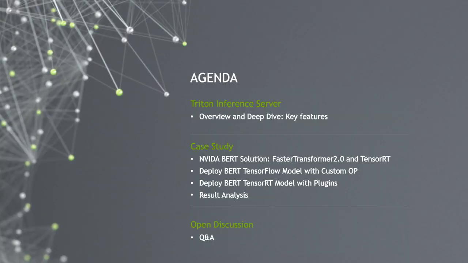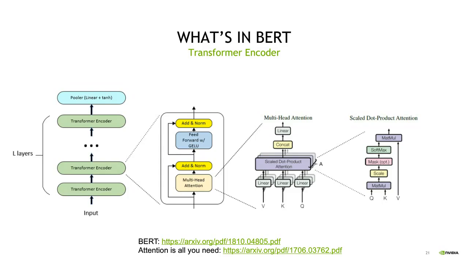So based on the very basic features and important features of Triton Inference Server, we've also discussed how to improve the utilization and the GPU efficiency of the deployment. Next, we will go into the second section, and we will talk about NVIDIA's BERT solution and how to deploy it with Triton Inference Server. So what's in BERT? I think everyone here might be very clear about what's inside BERT. It's a transformer encoder, and it's become quite popular and widely adopted since 2018.